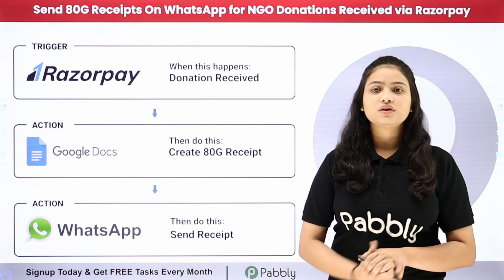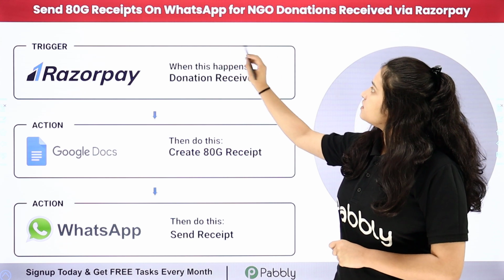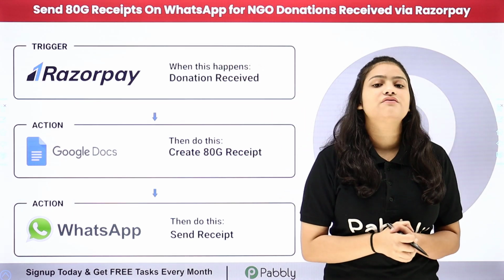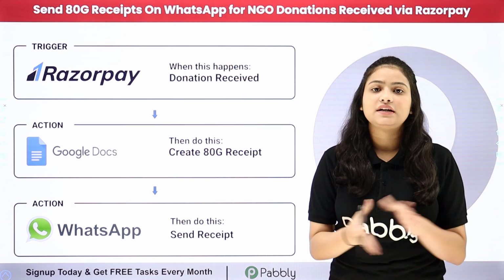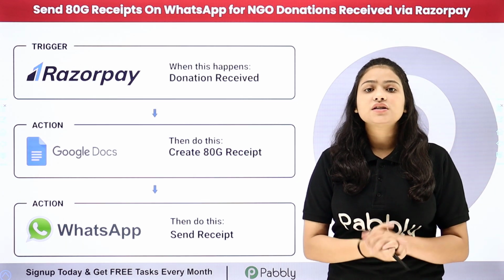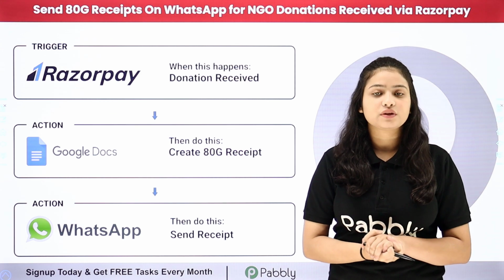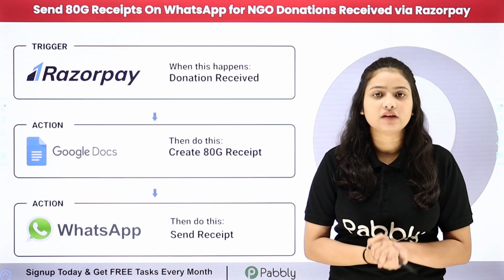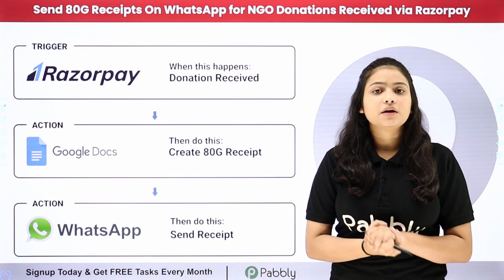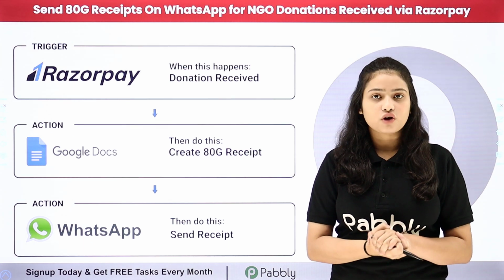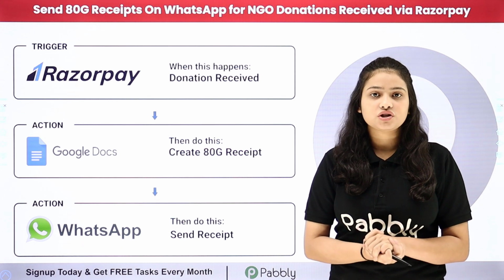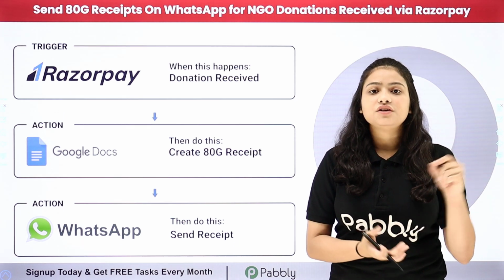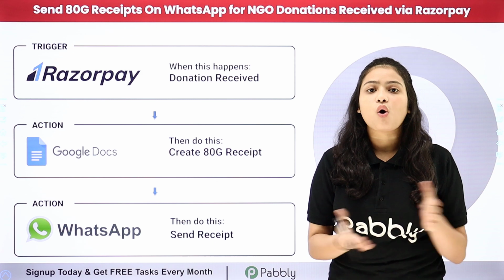In this video, we are going to learn how to send 80G receipts on WhatsApp for NGO donations received via Razorpay. So here I am running an NGO with the name Humanity Across Borders, and I am managing the payment transactions of the donations with the help of Razorpay, which is an amazing payment gateway. So I have specifically created a payment page for collecting the donations for my NGO, and my objective is that as soon as a payment is received for the donation by a donor, then immediately an 80G certificate should be sent to that donor on WhatsApp.